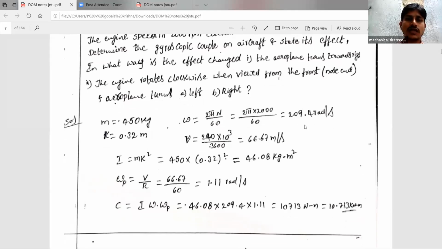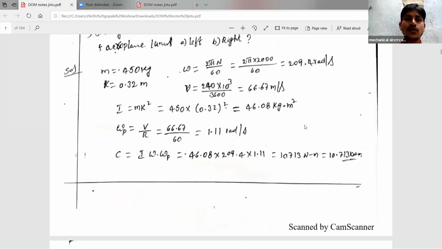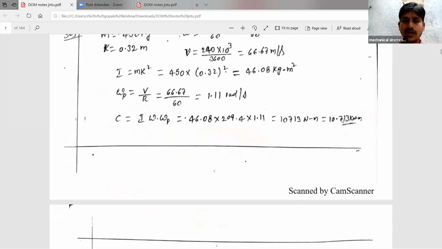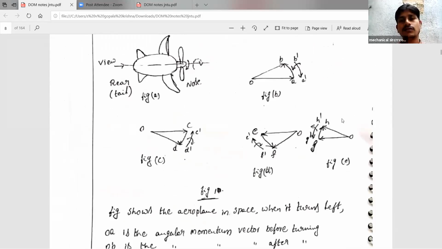So this is our problem. The unknown is only the gyroscopic couple. From the given values, we calculated the omega value, I value and omega suffix p. Then those values are substituted into the gyroscopic couple formula, and then we simply get our gyroscopic couple. Here we have not completed our problem.